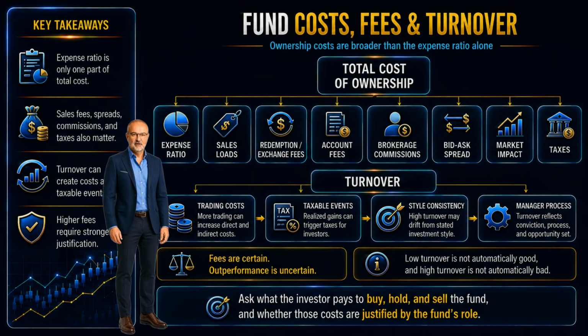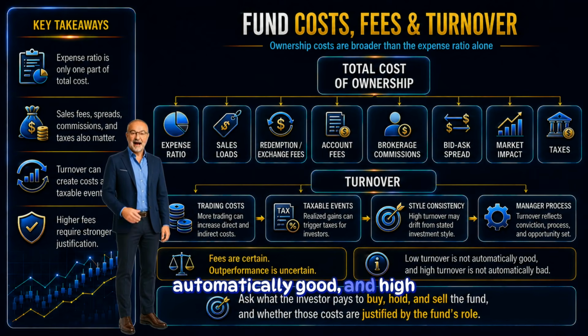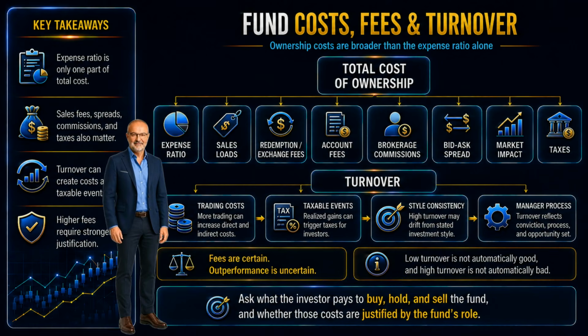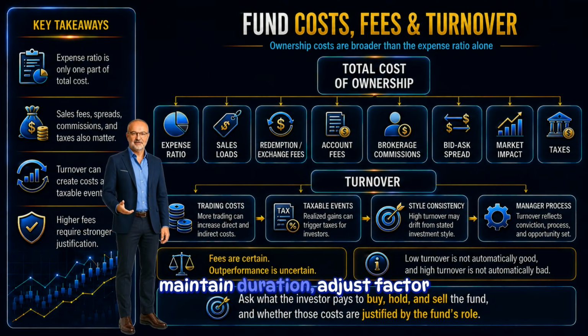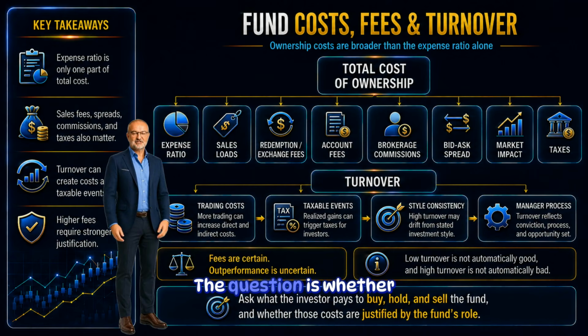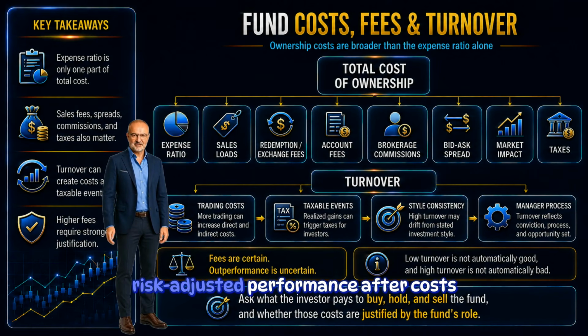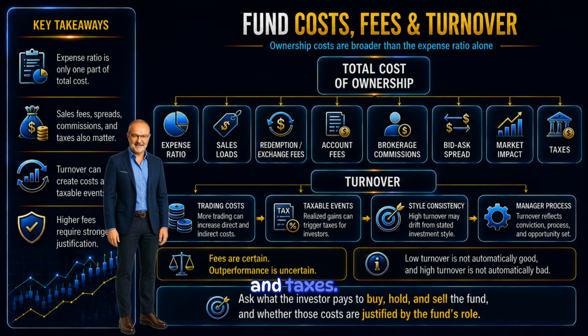Now consider turnover. Turnover measures how actively a fund changes its holdings. High turnover may create more trading costs, more taxable events, and less style consistency. It can also reveal something about the manager's process. But low turnover isn't automatically good, and high turnover isn't automatically bad. Some strategies need trading to rebalance, manage risk, maintain duration, adjust factor exposure, or respond to new information. The question is whether the trading improves expected risk-adjusted performance after costs and taxes.